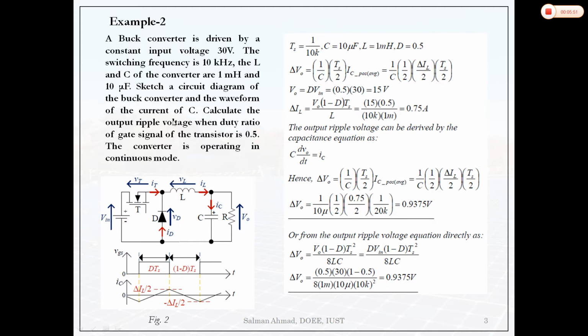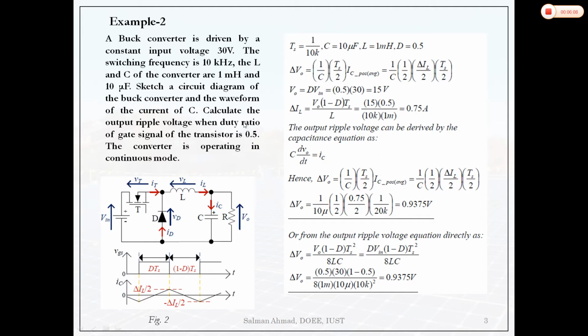This is straightforward, you can do it. Now calculate the output ripple voltage when the duty ratio of the gate signal of the transistor is 0.5. The converter is operating in continuous mode. Already it is given, so there is no need to calculate the boundary condition.